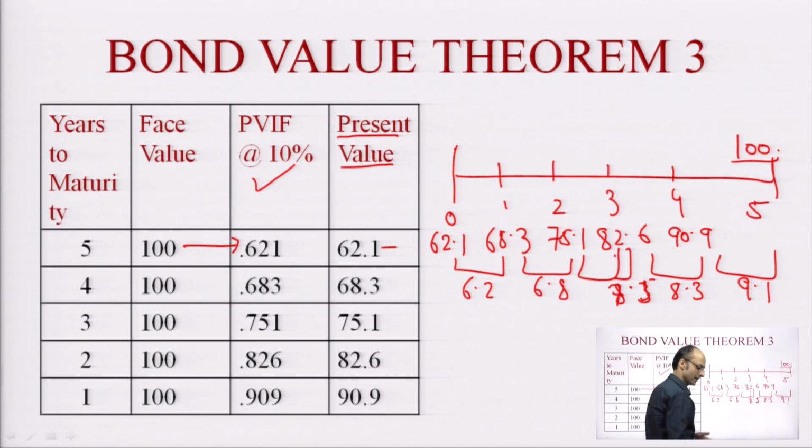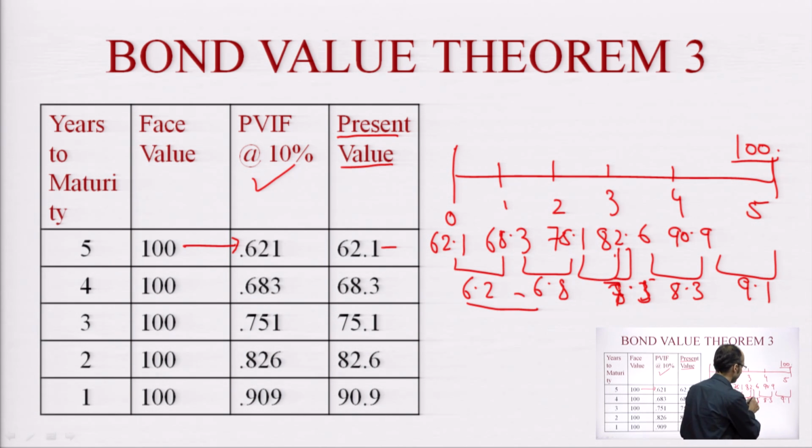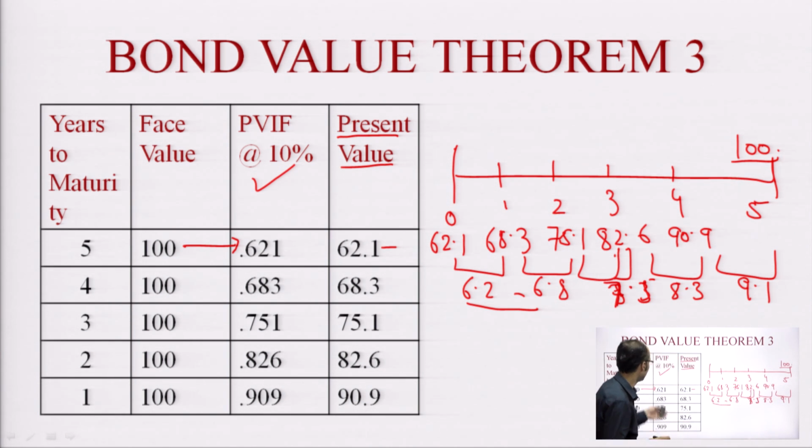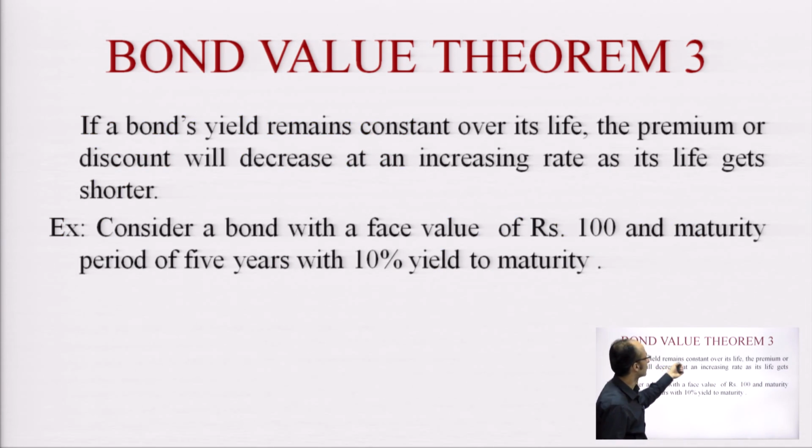Now you can see the discount at which the bonds are available is decreasing at an increasing rate. You can clearly see it is 6.2, 6.8, 7.5, 8.3 and 9.1. So it is established that if the yield of the bond remains constant over its life, the premium or the discount will decrease at an increasing rate as its life gets shorter.